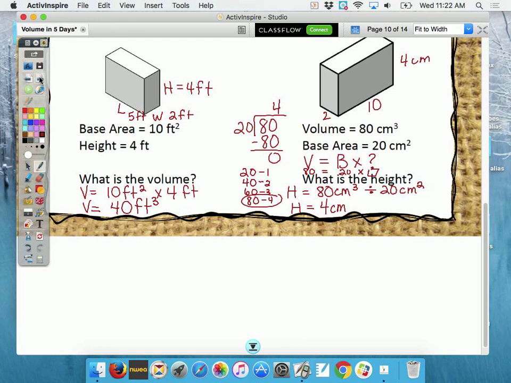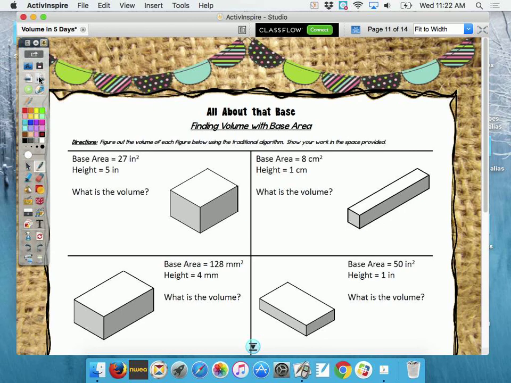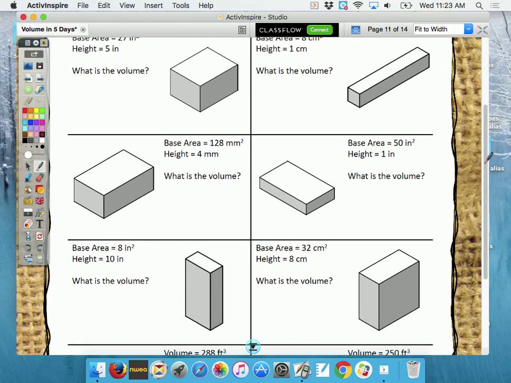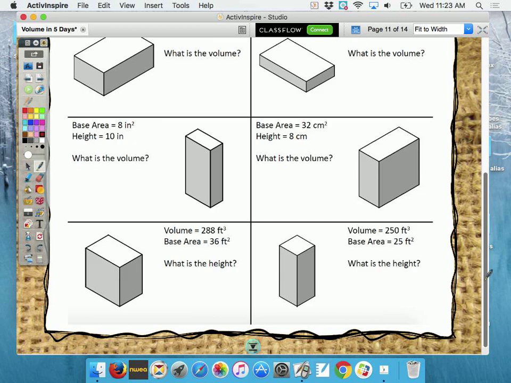Okay, let's look at your assignment for the day. Now on this one, I noticed that everything is asking for volume. Volume, volume, volume, volume, and more volume. And then look at the last 2. Height. So which one on the paper we just did will help you with the last two? The last one. The last problem.